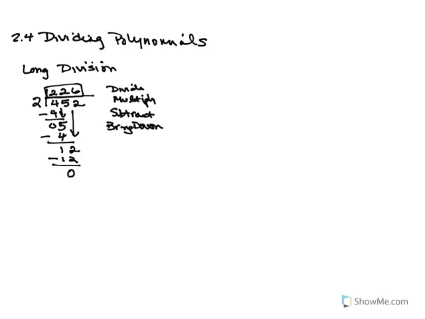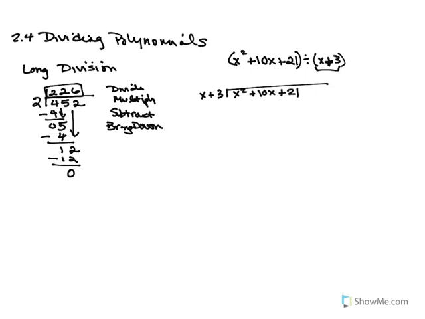So let's look at this. x squared plus 10x plus 21 divided by x plus 3. When we're dividing polynomials by something that's not a monomial, we have to actually use long division to divide it. So we would have x plus 3 outside, x squared plus 10x plus 21. When we do long division for polynomials, it is still the same process.